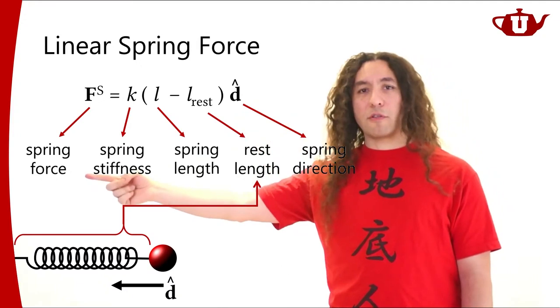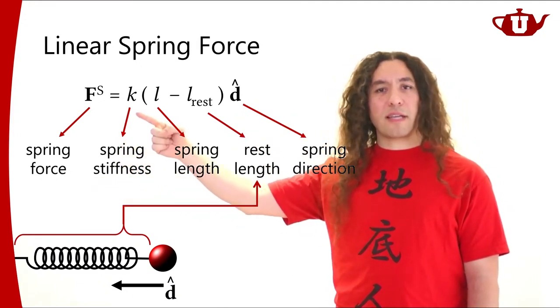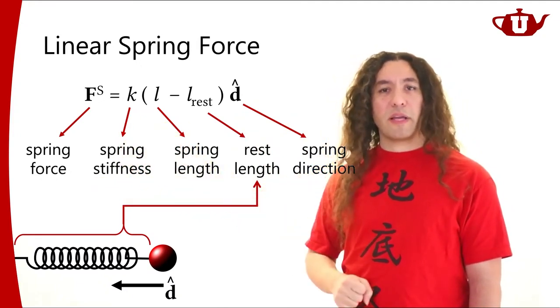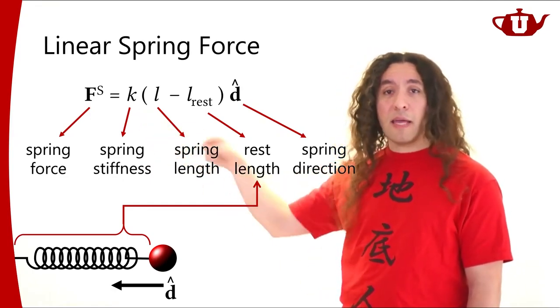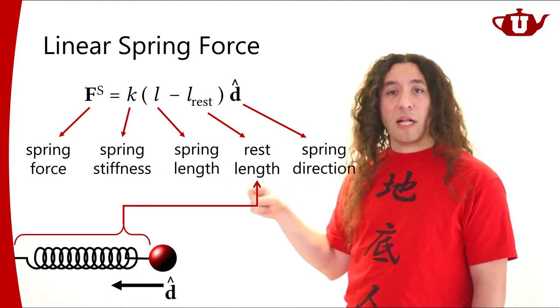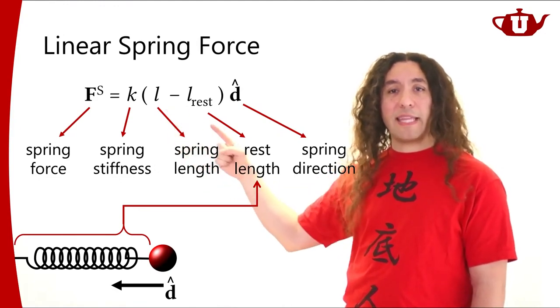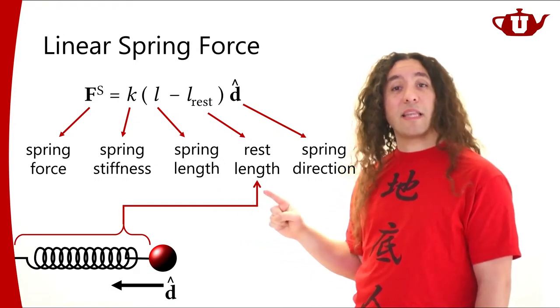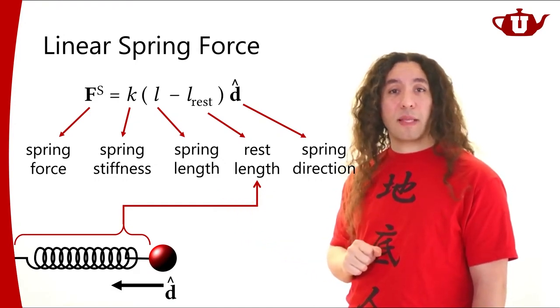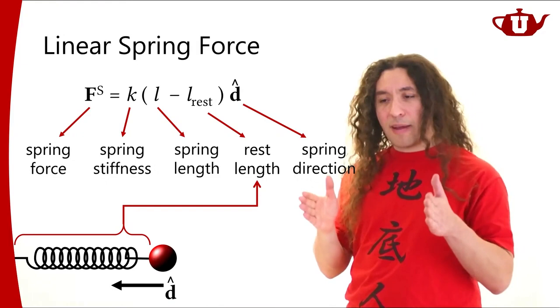So the spring force over here, there's going to be this constant factor, the spring coefficient or stiffness, which I represent here with K. And that's going to be multiplied by the difference in length. So the spring length minus the rest length of the spring.